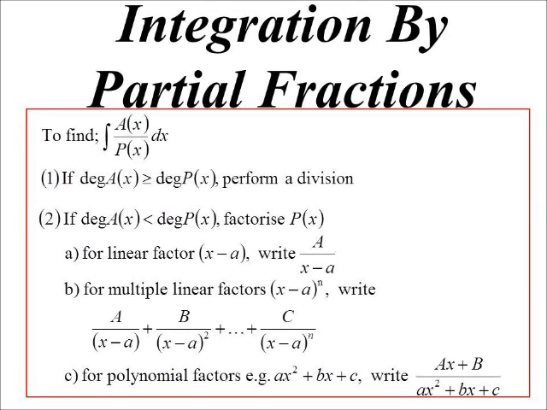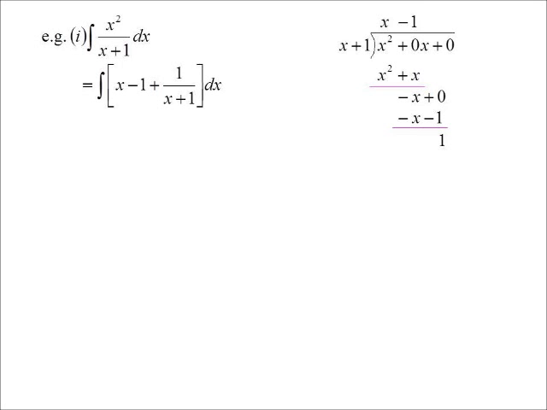So if I want to integrate x squared on x plus 1, well, the order of the numerator is greater than the denominator, I should say. So we'll do our polynomial division. We'll get x with remainder there of minus x, so we can keep going. x into minus x is negative 1. Leaves me with a remainder of 1. So I can rewrite my fraction as x minus 1 plus 1 on x plus 1.